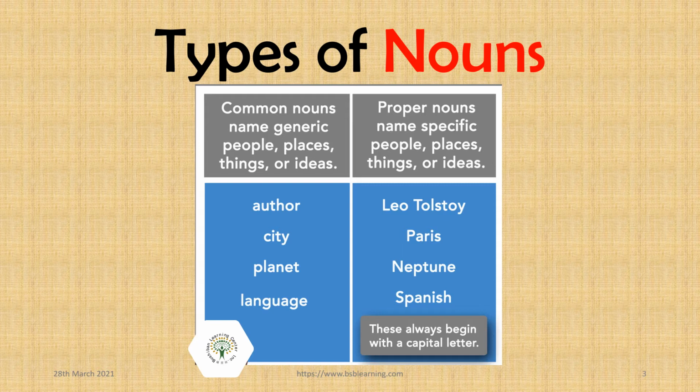For example, author is a common noun. If we want to give a specific name of an author, we could say Leo Tolstoy, for example. City, we have Paris. For planet, we have Neptune. For language, we have Spanish. It could be Chinese, English, or French. As we can observe in this picture, proper nouns always begin with a capital letter.